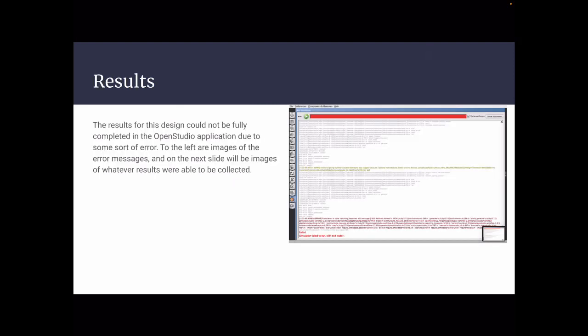The results for the year-long simulation could not fully be completed in the OpenStudio application due to an error. On the right is the error message that I received when trying to run this simulation. I believe that this error was due to the lack of technology that I had at my disposal. Here are more images on the results that I was able to obtain.